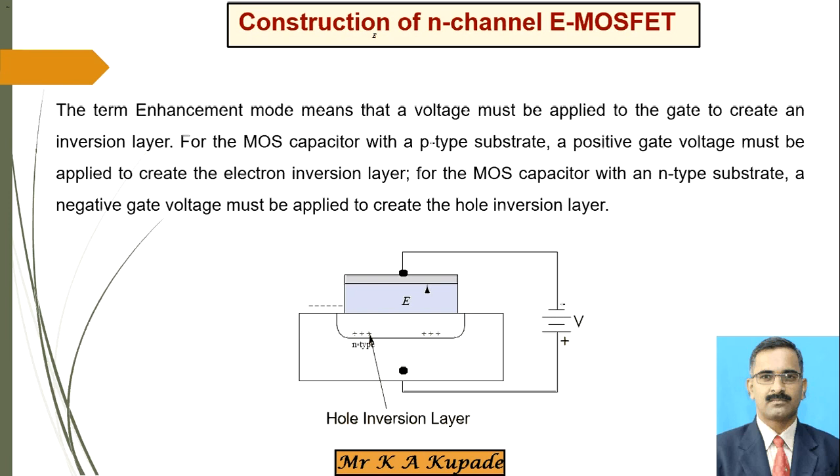Here the N-type substrate is considered, right? And this N-type substrate is acting as the body. Now, the term enhancement mode means that voltage must be applied to the gate terminal so that the inversion layer can be created, where the silicon dioxide material is diffused, right?